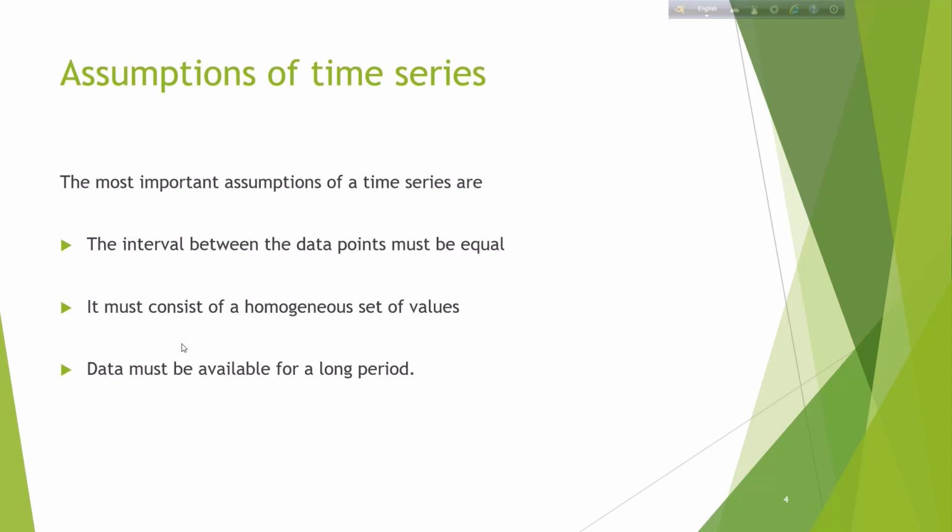So, assumptions of time series. There are different assumptions of time series, but three are important. The interval between the data points must be equal. There must be an equally spaced distance between two time points. It must come from a homogeneous set of variables and a homogeneous set of values. Data must be available for a long period.